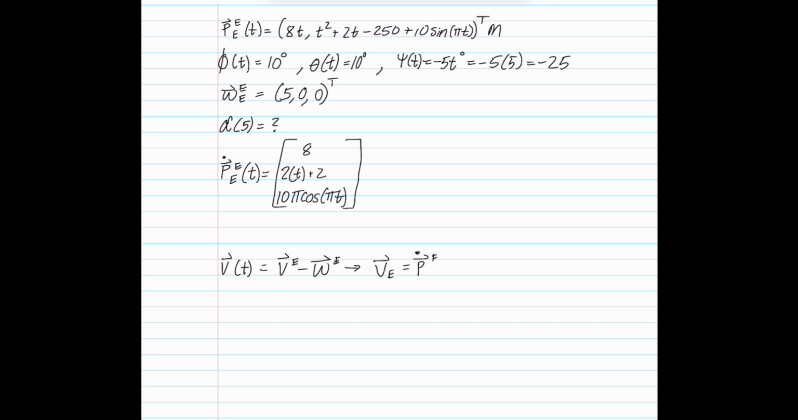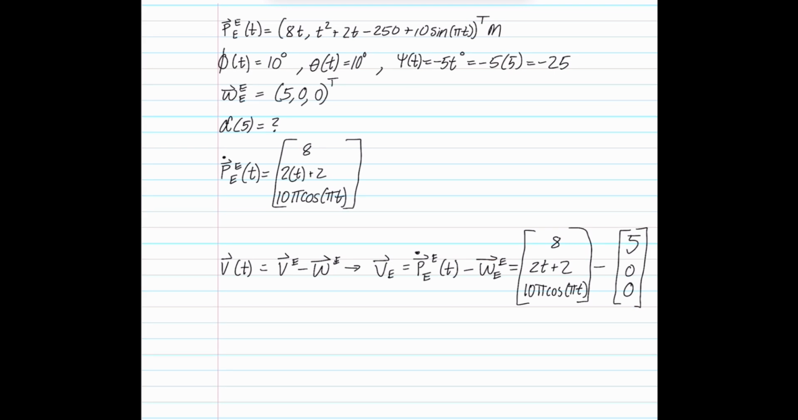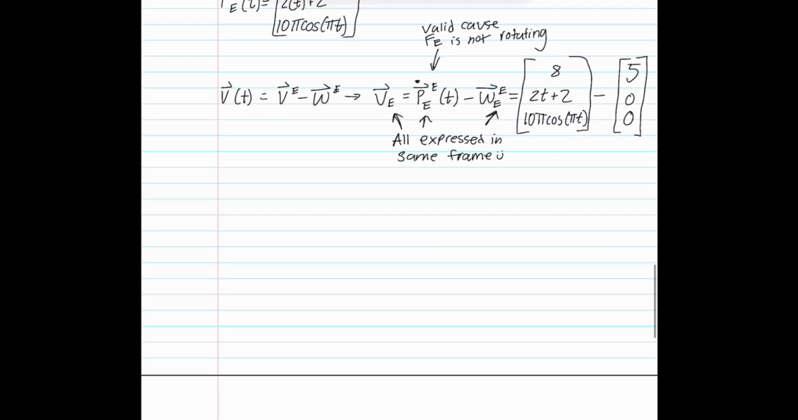So the velocity expressed in the inertial frame is equal to the derivative of the position vector written in the inertial frame, minus the wind vector expressed in the inertial frame. So that's the derivative of the position vector, and that's the wind vector that they gave us. And these are all expressed in the inertial frame, which is good. And just to recall, this is the derivative of the components of the position vector. Because the inertial frame is not rotating, we don't have to account for the rotation of the frame additionally.